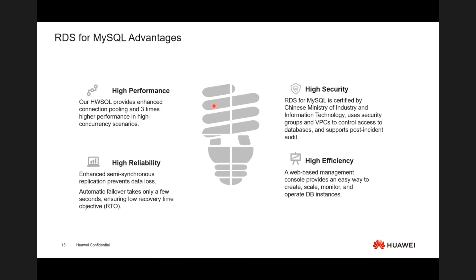And for the RDS for MySQL advantages, this is just the database on Huawei Cloud. As you can see here, high performance: our Huawei SQL provides enhanced connection pruning and 3 times higher performance in high concurrency scenarios. And high security: this is certified by the Chinese Ministry of Industry and Information Technology. And high reliability, you can see the RTO, ensuring a very low recovery time objective. So that means the RTO is very low. And high efficiency: the web-based management console provides an easy way to create, scale, monitor, and operate DB instances. That means you can use a console to do all the management.